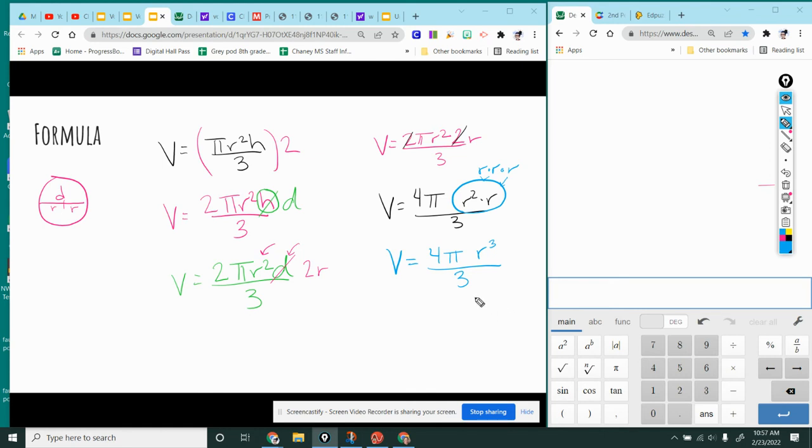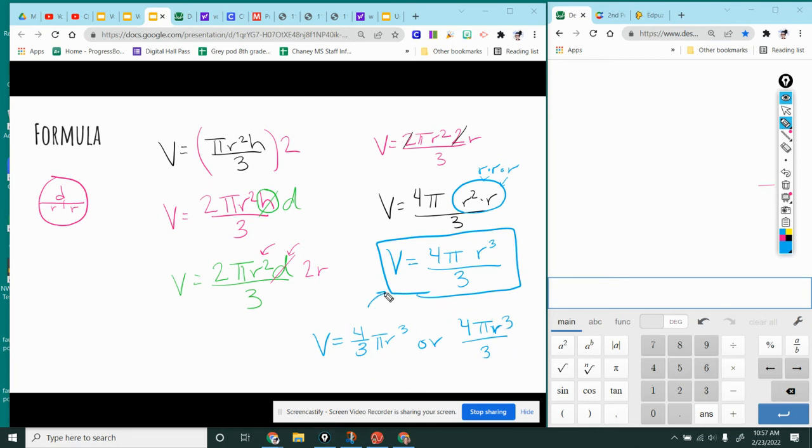Well, that, my friend, looks so much better. That, in fact, is the formula for the volume of a sphere. So we have two ways of writing that. We can write volume is equal to 4/3 pi r cubed, or we can write 4 pi r cubed over 3. So we're going to pick one of those two ways of writing the same formula.